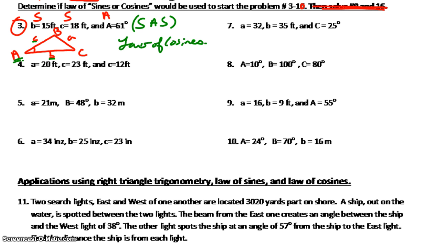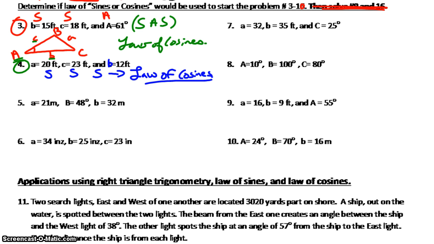Now let's take a look at 4. If I look at 4, I see that I have 2 sides, 3 sides, but one of them needs to be labeled B. And if we look at this one, I will definitely have side, side, side. And again, you should be familiar with, that's law of cosines, which means that's the one we would start with to solve our missing angles.